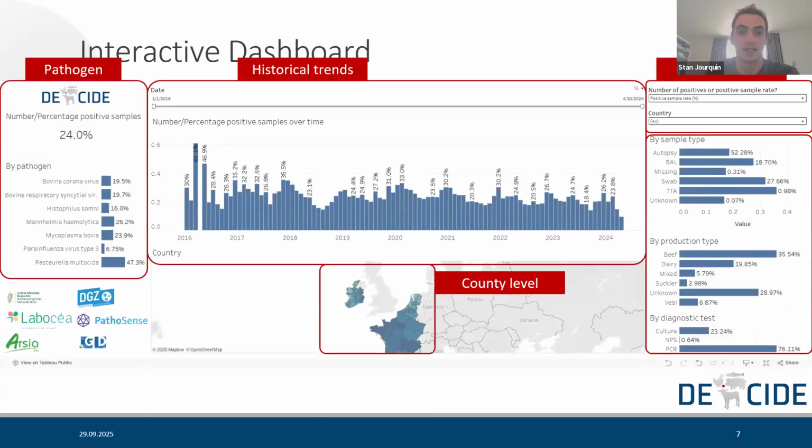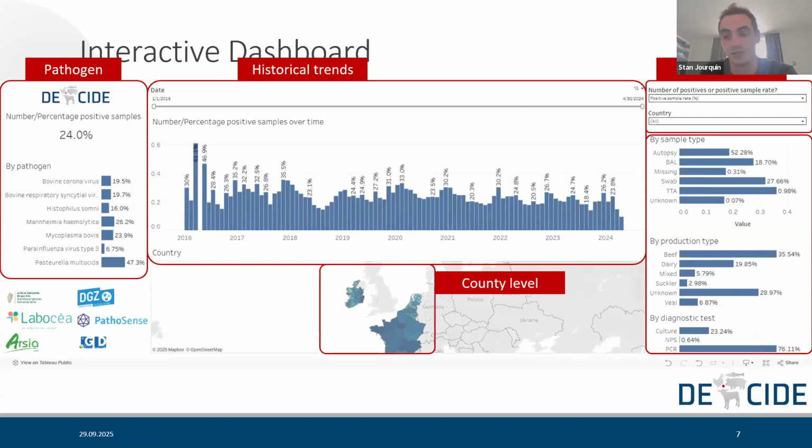It's not only historical trends, which are always interesting to observe, but we can also produce positive sample rates to see the prevalence of each pathogen in a given period of time, on country level, as I said. But there is more to it. As was the case for the antimicrobial dashboard, you can select per country, which time frame you are most interested in, and which sample types, production types, or diagnostic tests were being used.